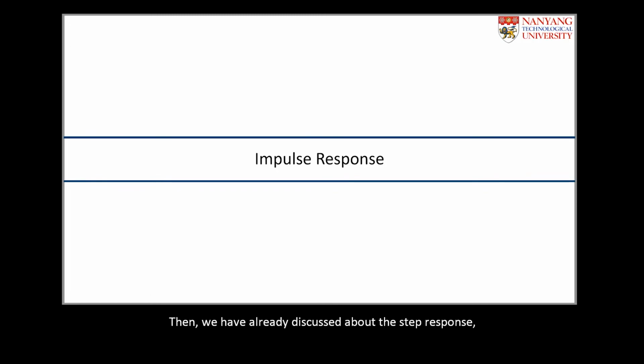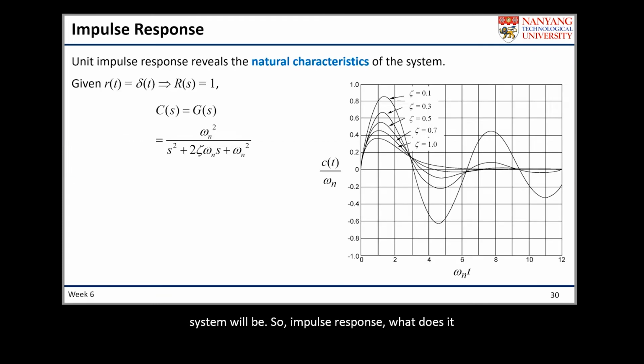Okay, and then we have already discussed the step response, how to sketch the step response, and how to estimate the parameters of a second order system based on the features of the step response if we have an underdamped case. Now I want to have a quick look at what the impulse response of an underdamped second order system will be. So, what do we mean by impulse response?